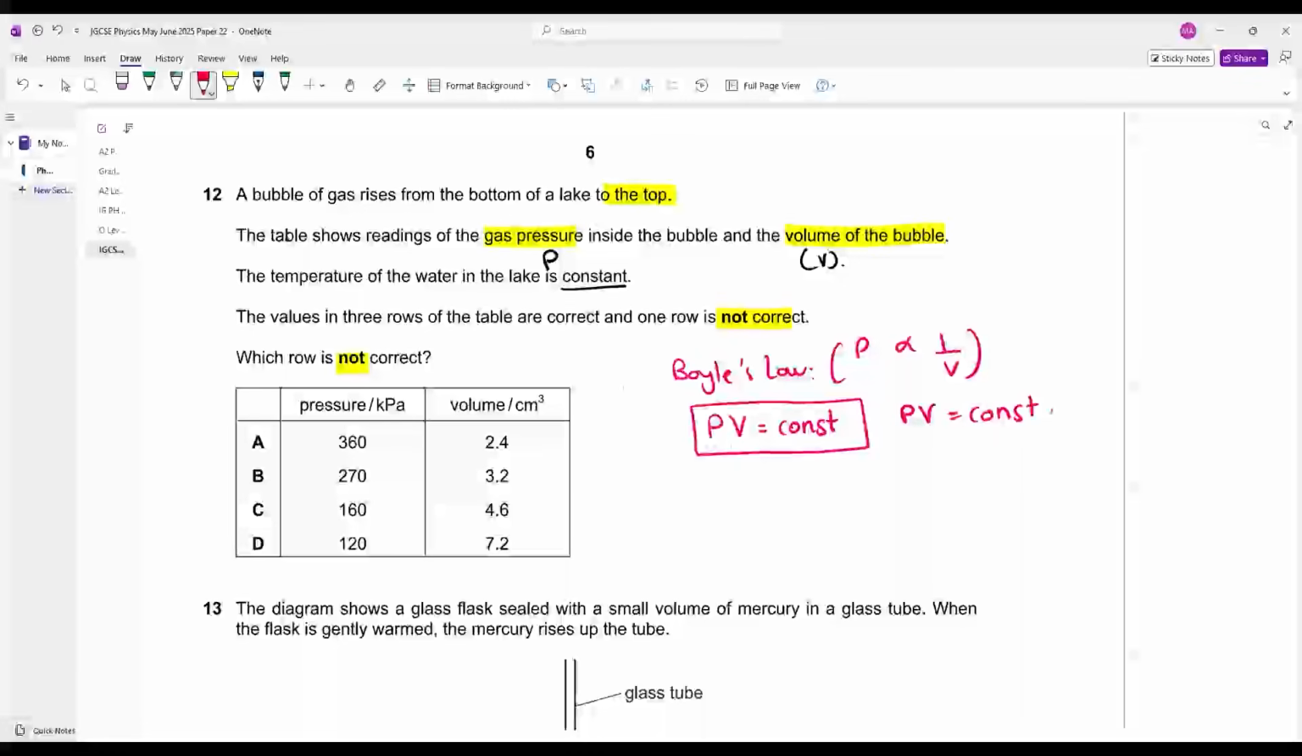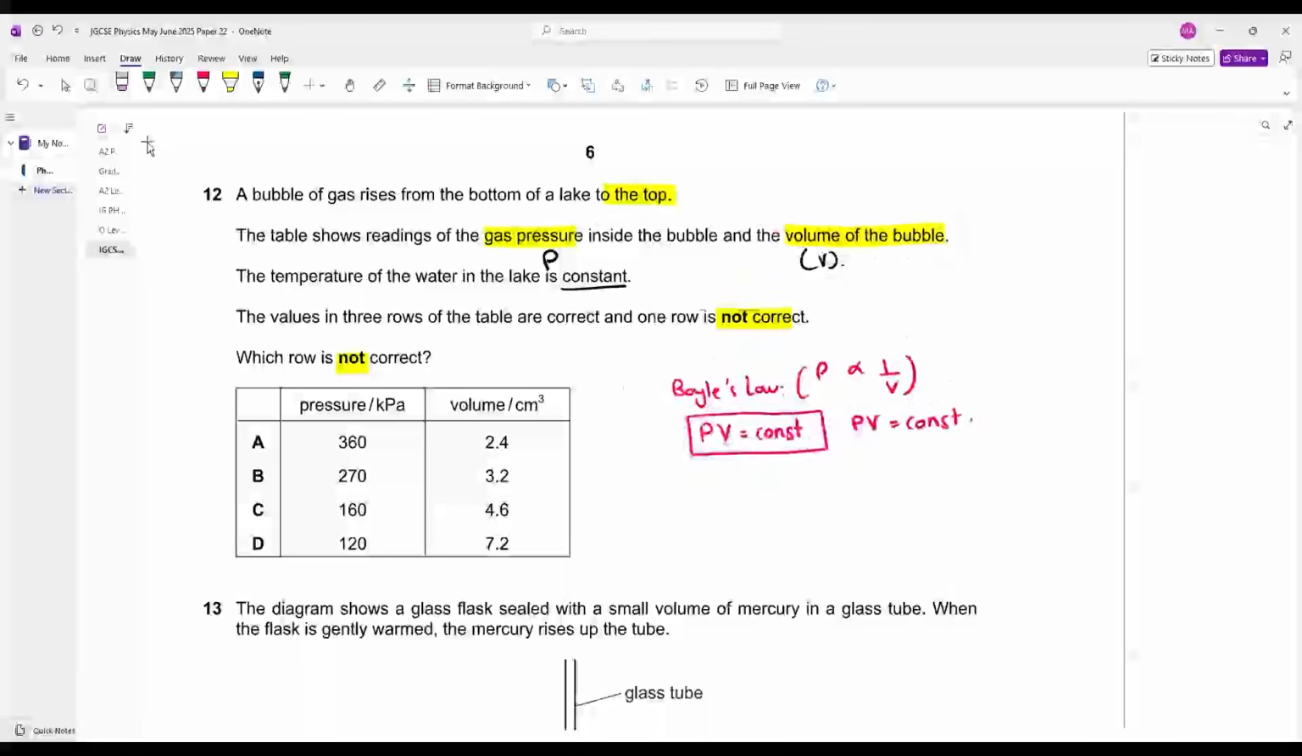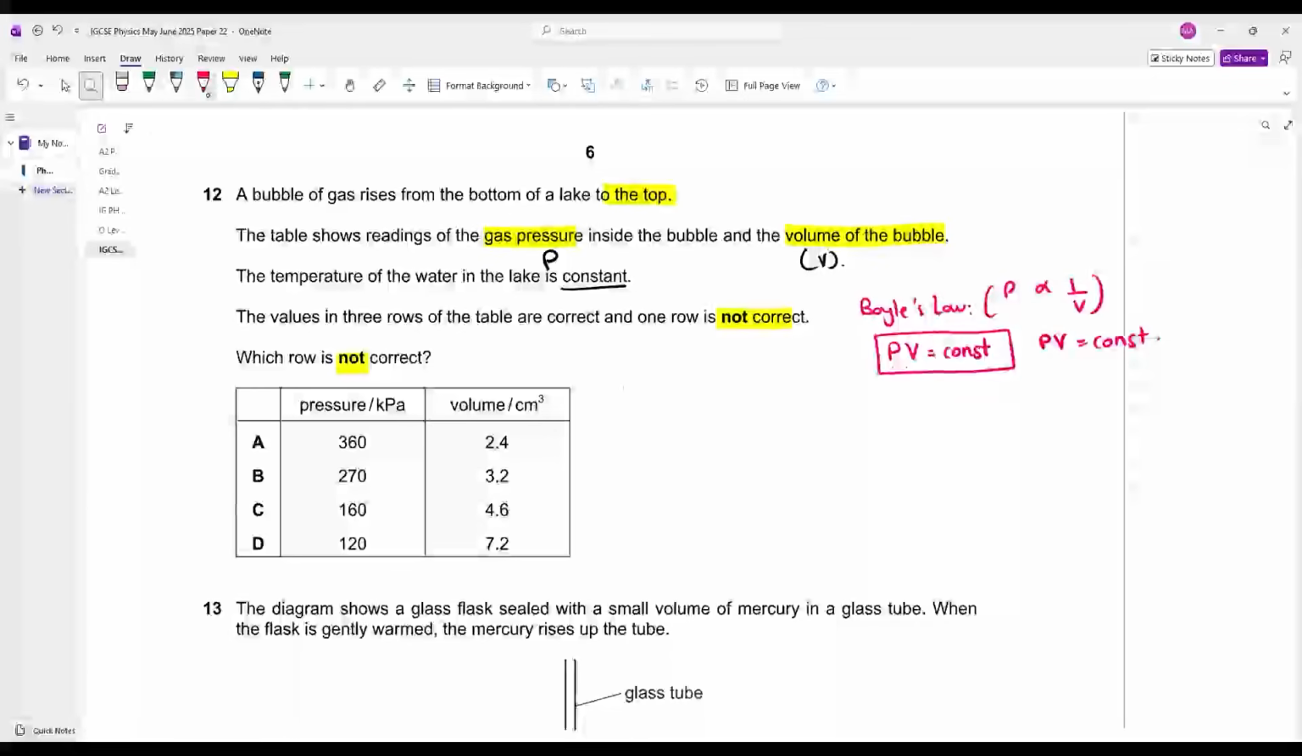Simple. Let's apply it here. Let's apply in option A. Option A में apply करते हैं भाई. Now, in option A, can you realize pressure? P1 क्या है? 360. I am ignoring the units.